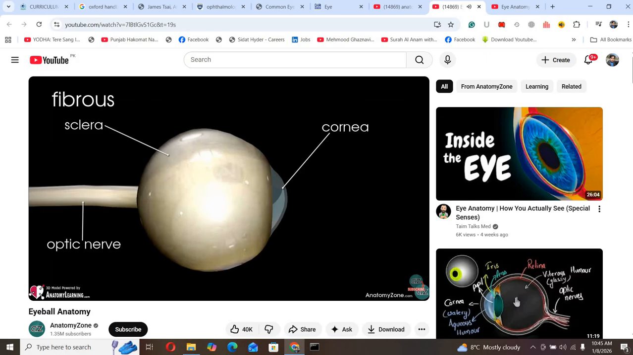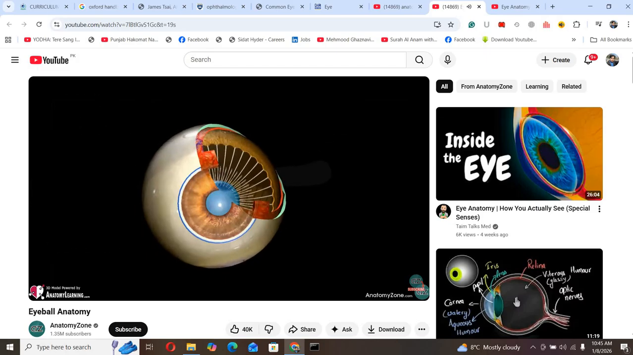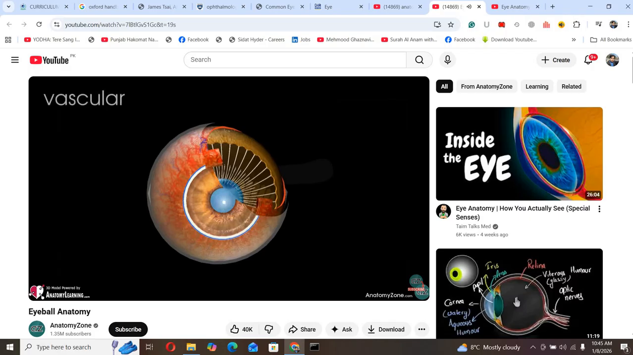The sclera is visible as the white part of the eye. The cornea is continuous anteriorly with the sclera, and is transparent and positioned centrally at the front of the eye. Light entering the eye is refracted by the cornea. The vascular layer of the eye lies underneath the fibrous layer. It consists of three continuous parts: the choroid, the ciliary body, and the iris.